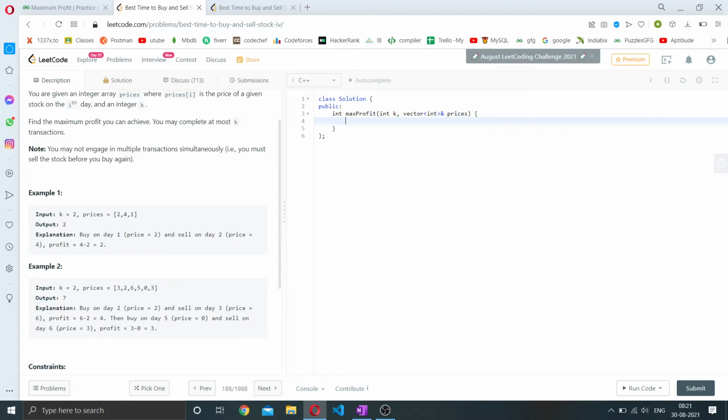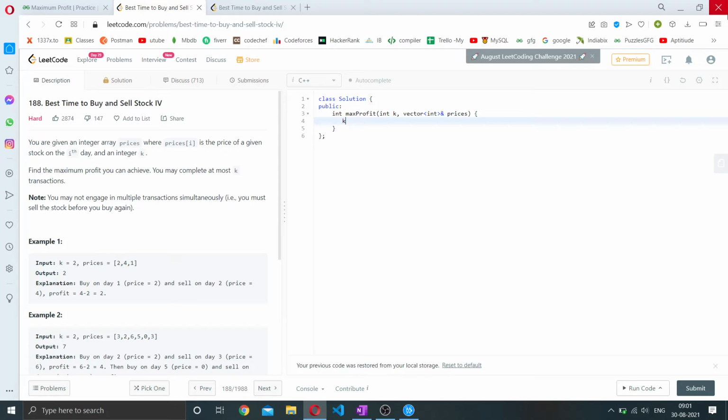So basically, our transactions state will be incremented by 2 into k. Like if we are provided with k equals to 2, we have 4 states: buy, sell. So the first condition: if the states are greater than or equal to the size of the prices, then what we have to do is use a variable, profit, equals to 0.